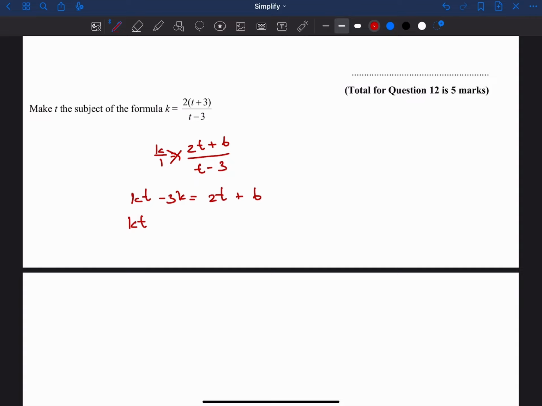The 2t comes on the left hand side. Minus 2t now because it's over positive. It jumps the equal sign, negative. The 6 can stay here. It's a positive 6, so I don't really worry about that sign. The minus 3k goes to the other side, so it becomes plus 3k.